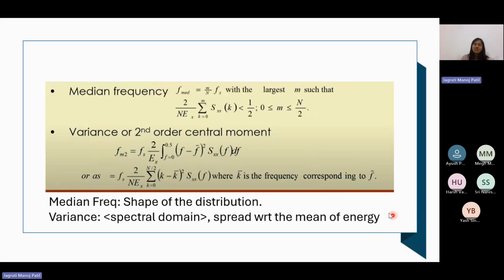So don't worry, I don't think things like this or formulas like this would be asked. It is just that you should know the significance of it. And if it's just asked to write the formula for variance of frequency, you know that it's a second order moment in the frequency domain. So you should be able to definitely write this part, if not the constants in front of it.